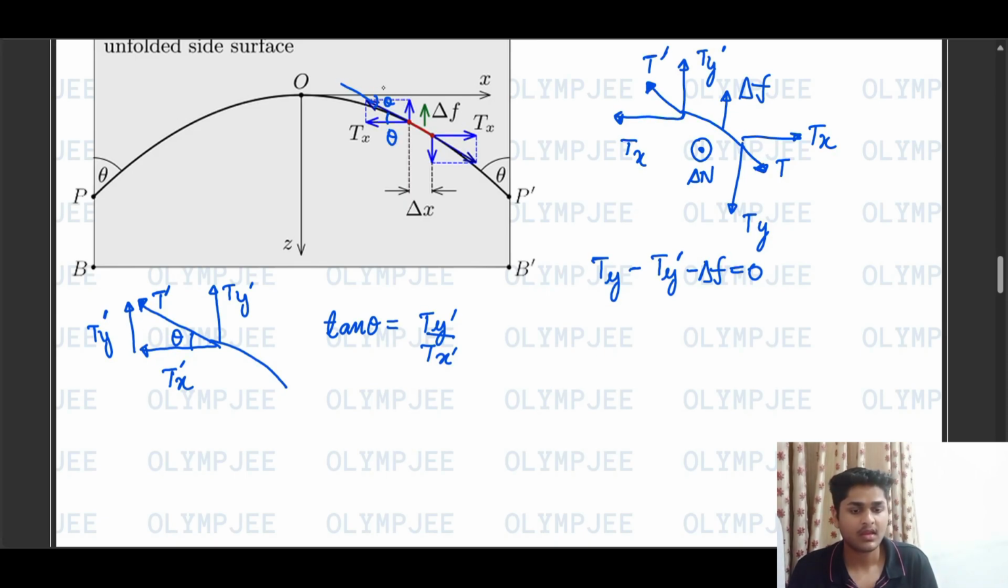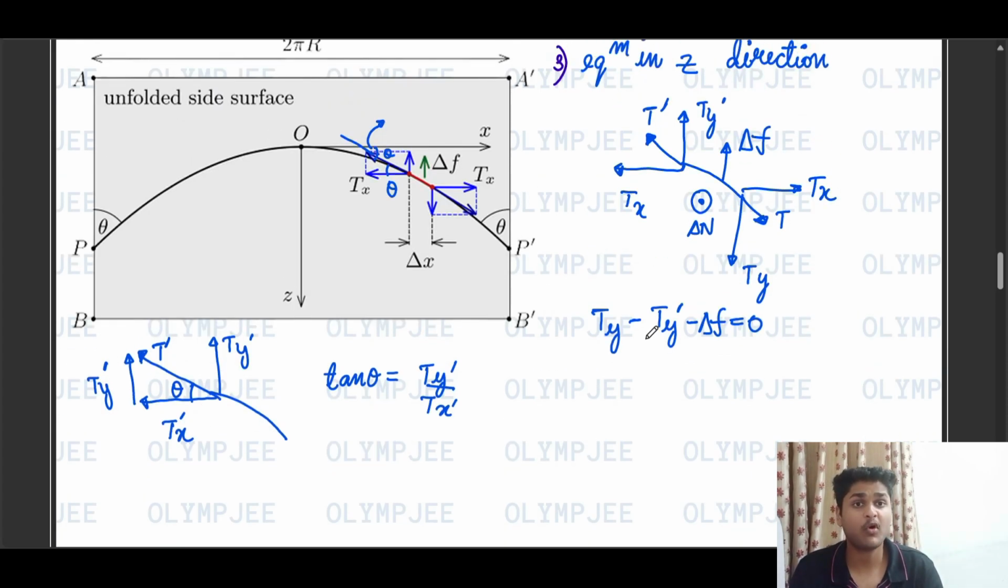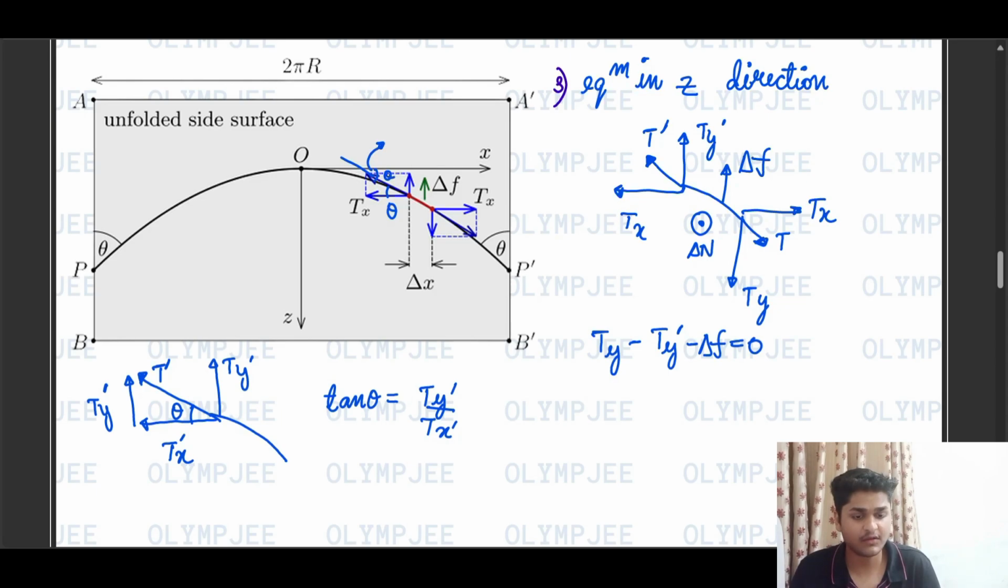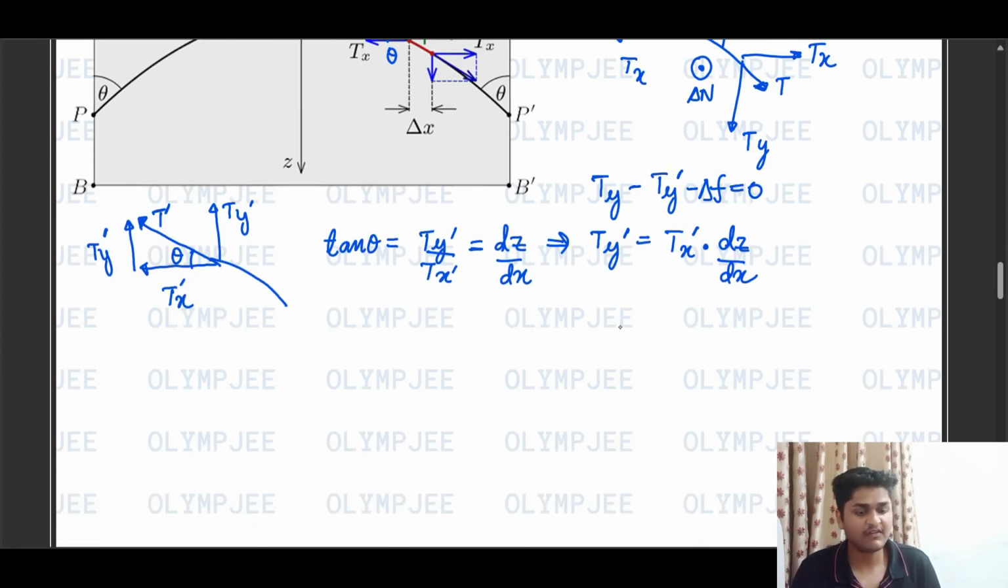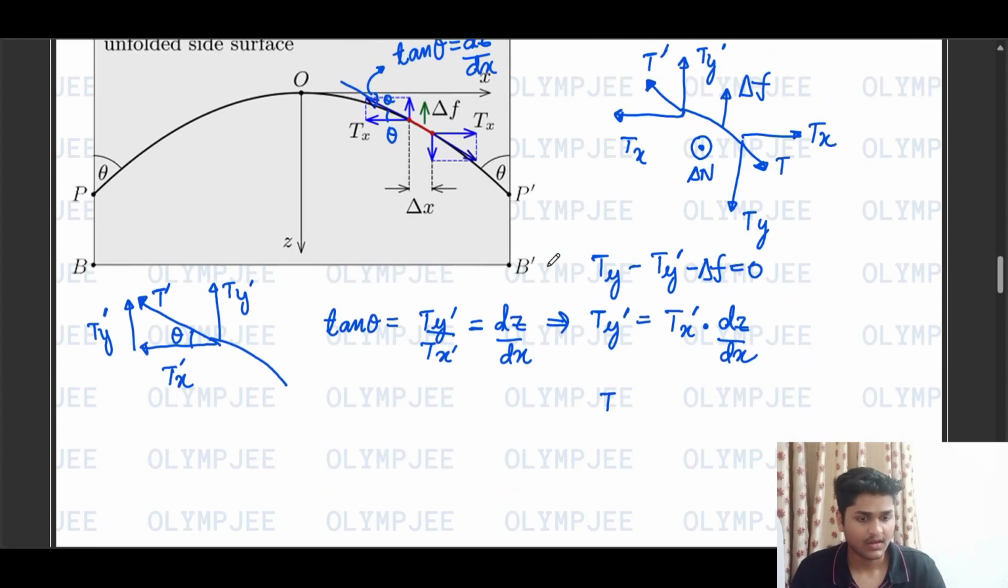And we know that the angle from the positive x-axis can be given by the differential, which is tan theta is equal to dz by dx. The slope is given by this, right? Differentiating y and x, y in terms of x. So this will be equal to dz by dx. From here we will get Ty dash is equal to Tx dash multiplied by dz by dx, right?